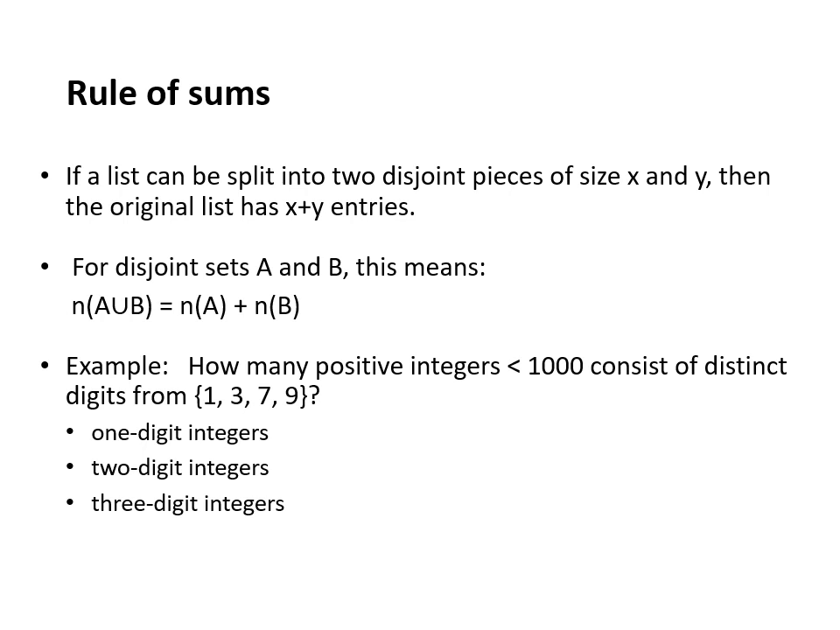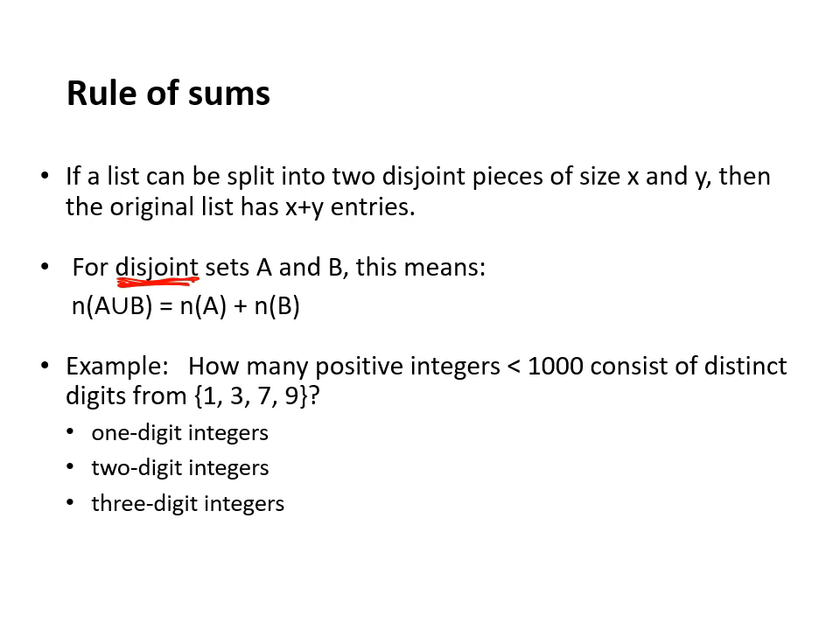Okay, so similar to the rule of products, we also have the rule of sums. It tells us that if a list can be split into 2 disjoint pieces of size x and y, then the original list has x plus y entries. For disjoint sets A and B, this means that the number of elements in their union is the number of elements in the first set plus the number of elements in the second set. Note that this holds only if they're disjoint. We'll introduce a rule later that deals with the situation when they're not disjoint.